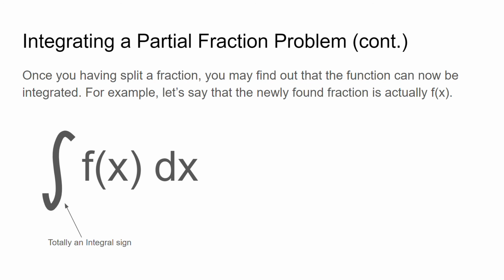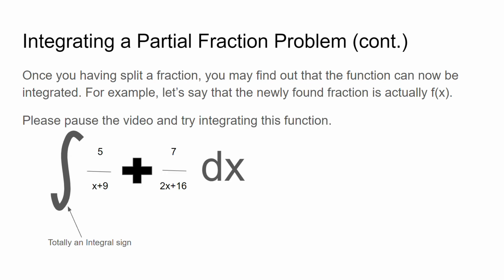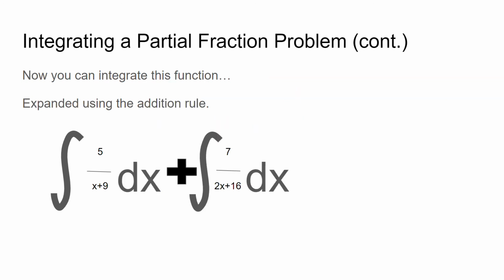Once you do that, you can just take the integral of that. So here I just put in the function, 5 over x plus 9, 7 over 2x plus 16. By the way, I forgot to put the parentheses here, but the parentheses surround the entire function denoted by the integral. And I do it more specifically here. The integral of 5 over x plus 9 dx plus 7 over 2x plus 16.